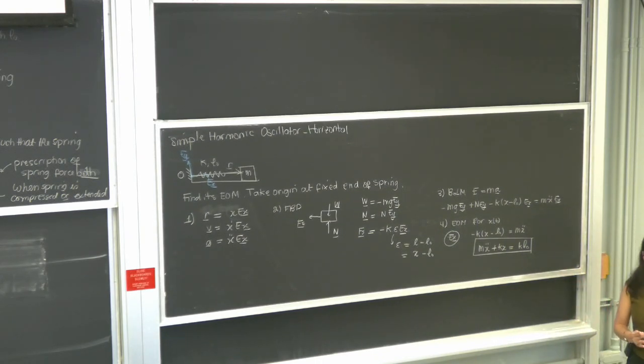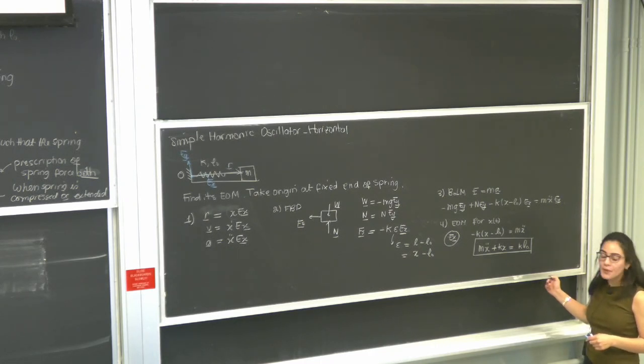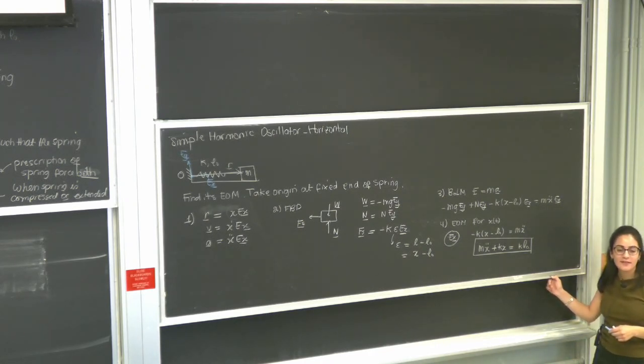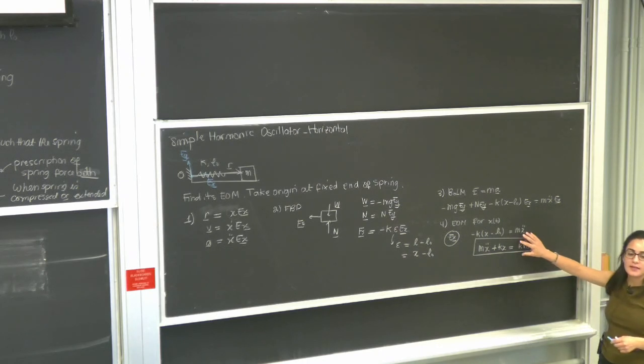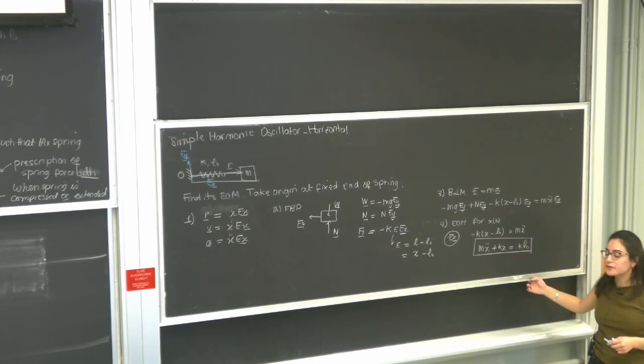Have you seen this before? Have you seen it maybe with this side being 0? Raise your hand if you did. What's the solution to this equation? Say this side is 0: x double dot plus omega n squared x is equal to 0. It's harmonics, it's sines and cosines.